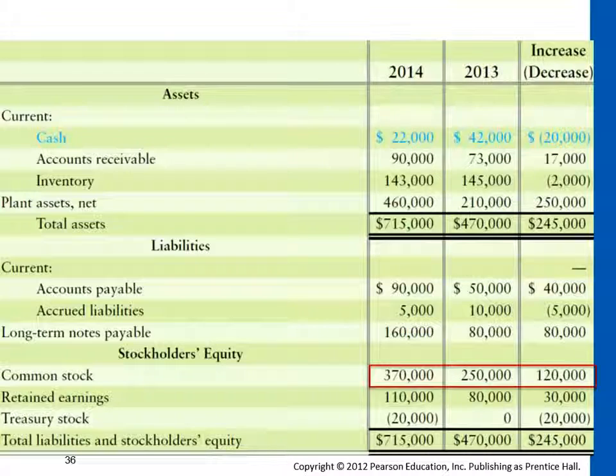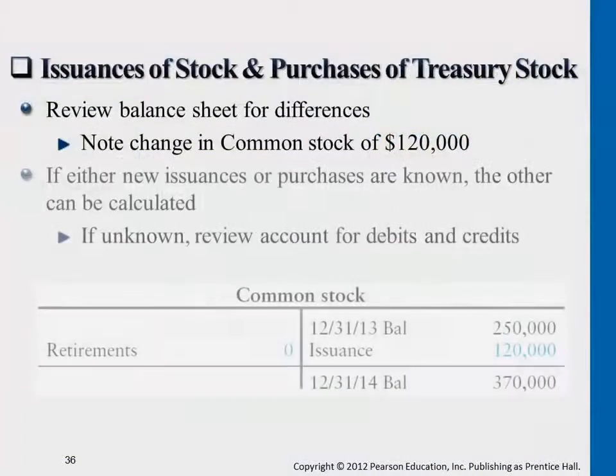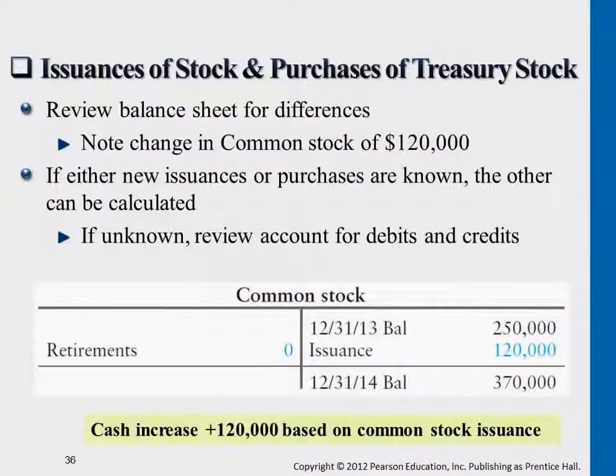If we issue more stock, how does it affect cash? Cash goes up 120,000, right? So for common stock here, what you see on the statement of cash flows, you would see a cash increase of 120,000, just by comparing the balance sheet.